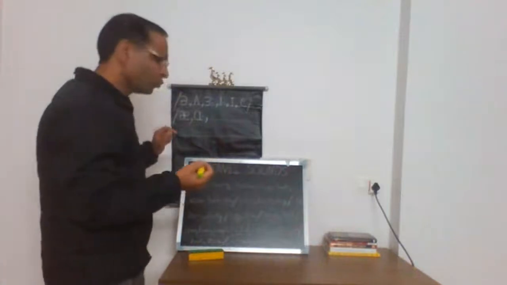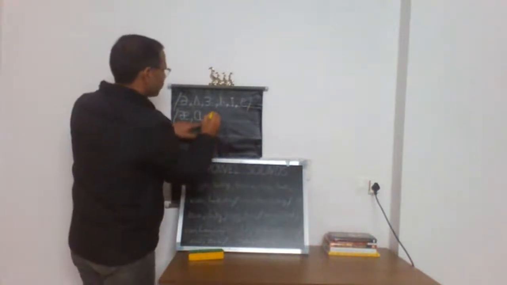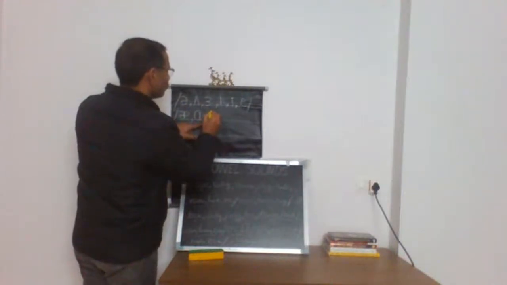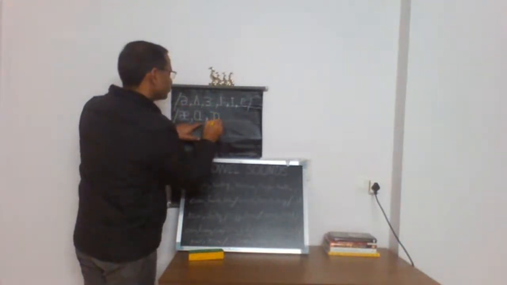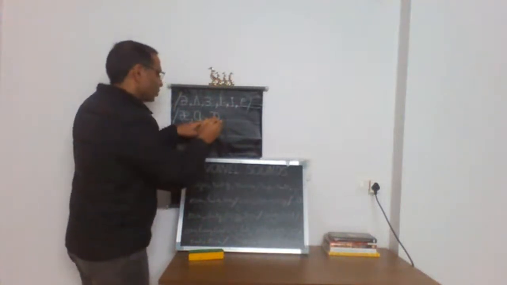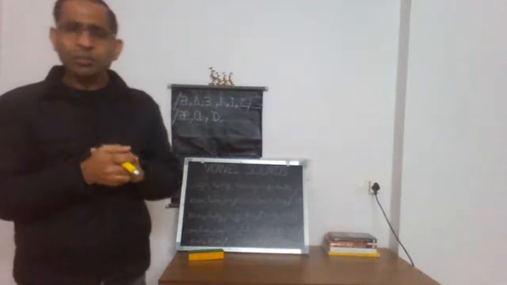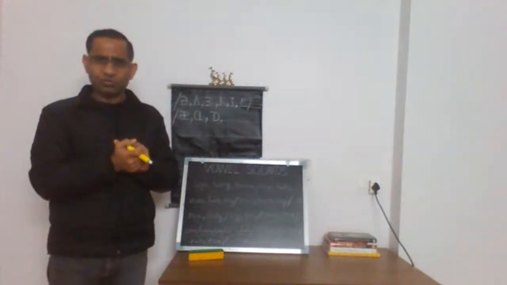Then we have two O sounds. First, the small O sound, the short O sound. We write it like this. We use this sound in the production of words like hot, pot, shot.